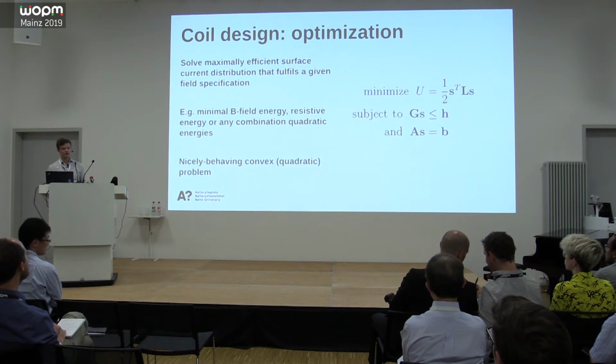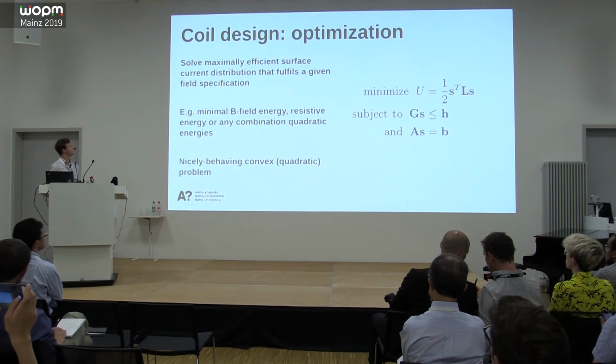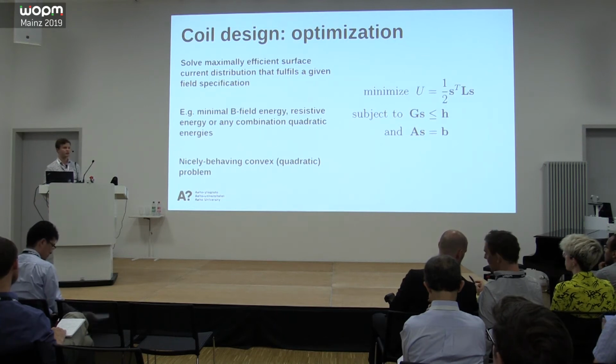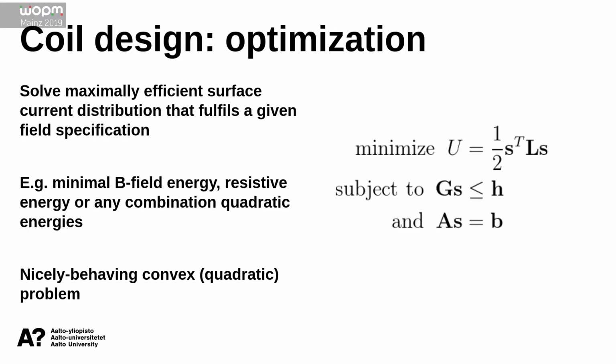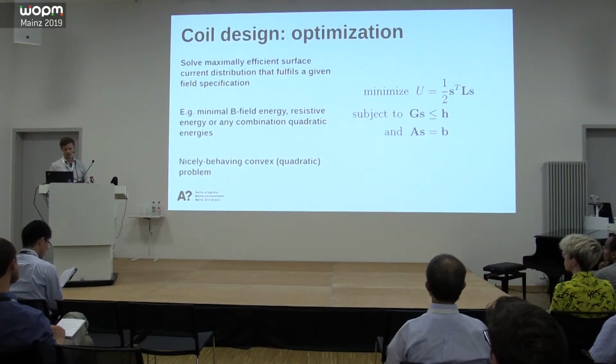Right, so moving on to coil design. What we want to do is typically have a maximally efficient surface current distribution on a coil surface that fulfills some kind of field specification. Your cost function might be minimal B field energy in the coils, or minimum resistive power, or any kind of combination of these, or you might have some kind of smoothing weighting factor as well. And the nice thing is all of this is convex optimization. It's nicely behaving, and it's not too tricky at all.